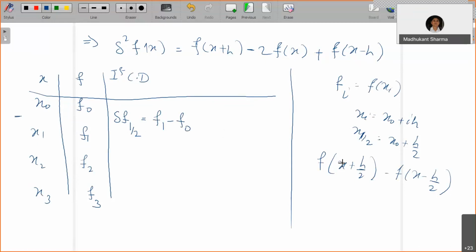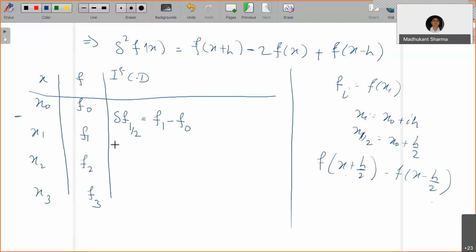If you replace x by x naught plus h by 2, what will it be? f of x naught plus h by 2 plus h by 2, so x naught plus h, that is x1. And x naught plus h by 2 will get cancelled, so f of x naught. So that is f1 minus f naught.